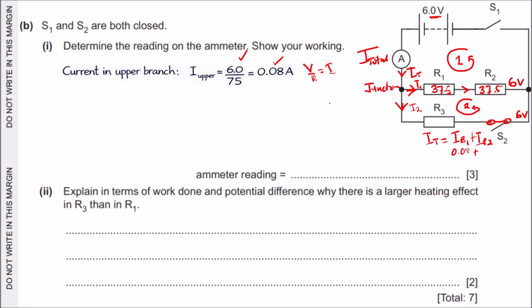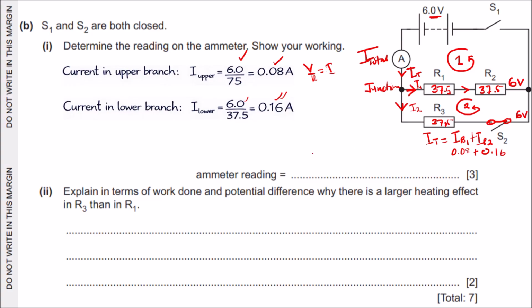plus. Now current in branch 2 has a voltage of 6 volts and there is only one resistor of 37.5, and we're going to get the current in branch 2 to be 0.16.